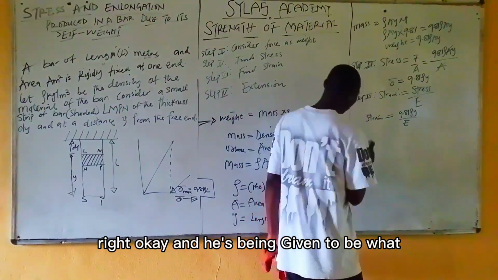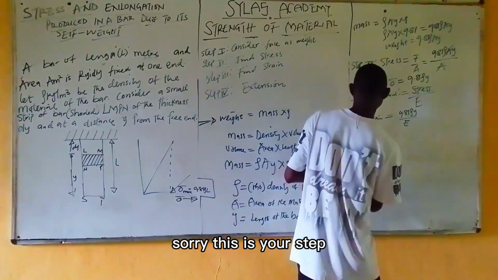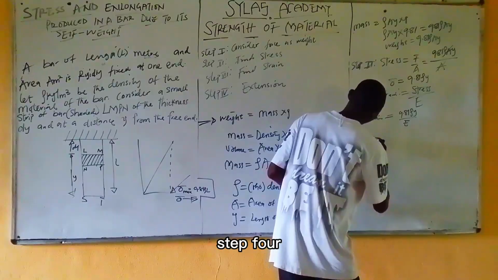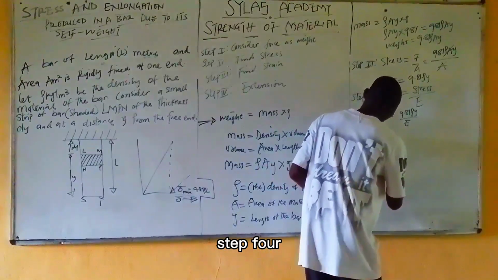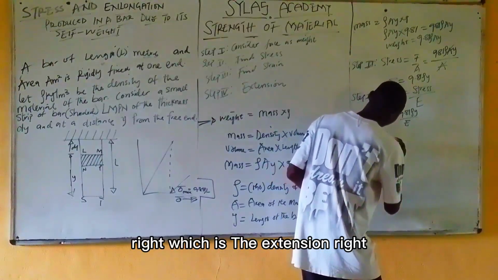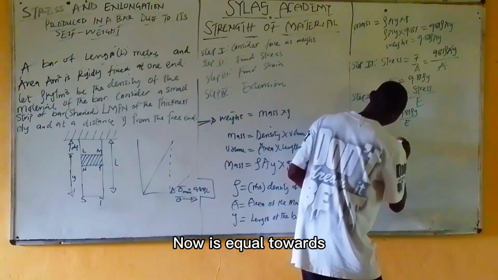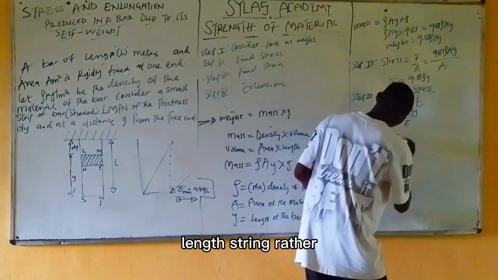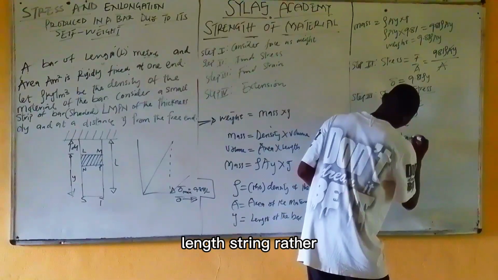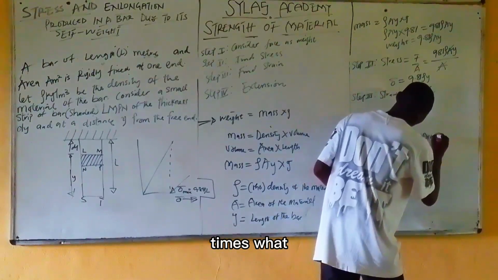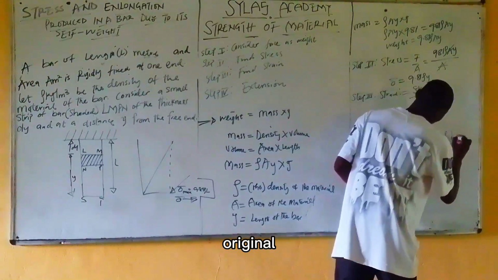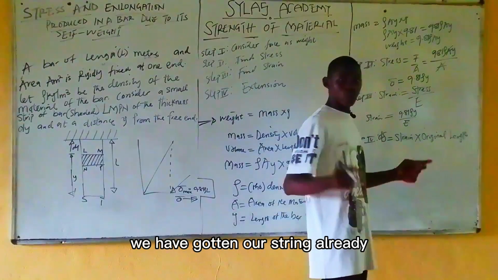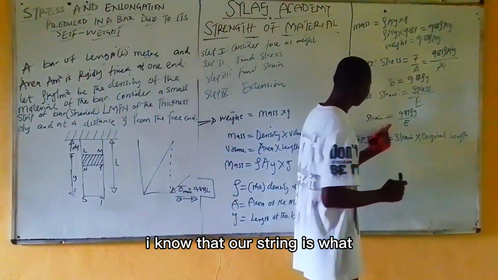Right. Okay. And it's being given to be what? Sorry. This is your step 4, right? Which is the extension. Now, it's equal to what? Strain times original length, right? We have gotten our strain already. I know that our strain is what?